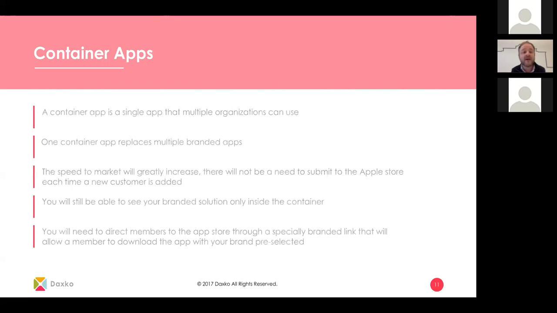So one container app replaces multiple branded apps, and the good thing about this is the speed to market will greatly increase. The reason is because Apple is an unknown for us sometimes. We submit apps to Apple, and it takes a good bit of time. It can take up to a week or more for an app to come back from Apple after they've reviewed it. So with this container app, we'll already have our container app out there on the App Store.